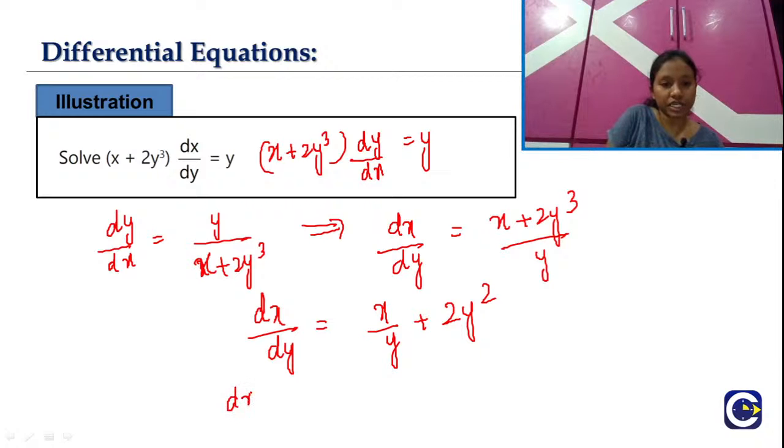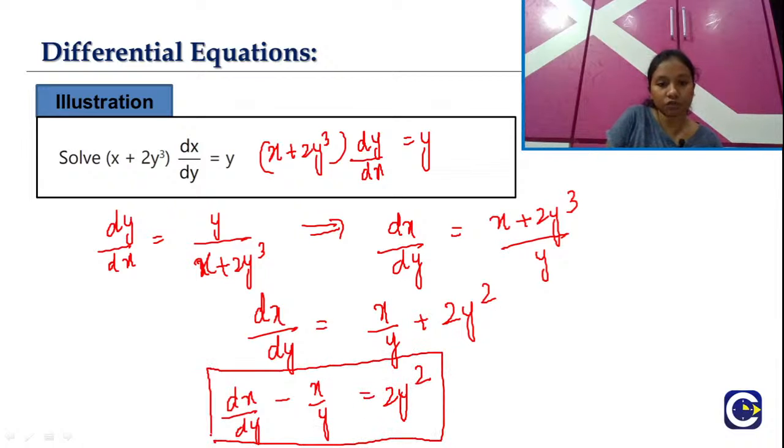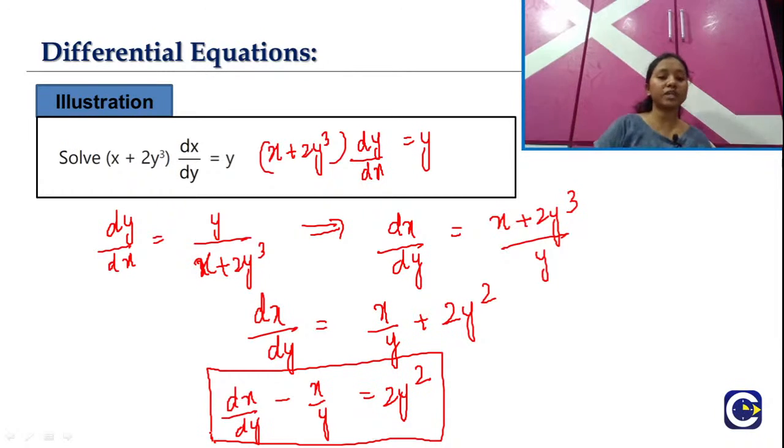So now we have got it. It will be dx by dy minus x by y is equal to 2y square. So this will be our standard linear equation format, guys. Now it's dx by dy, and the terms in our functions P and Q will be in terms of variable y. So can you let me know the integrating factor here? Because once we get the integrating factor, we can find the required solution. So quickly do it and let me know the integrating factor here.